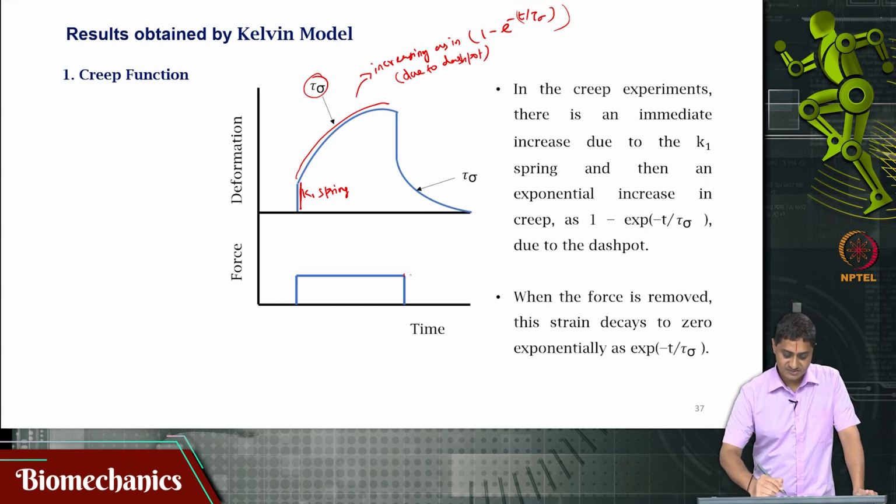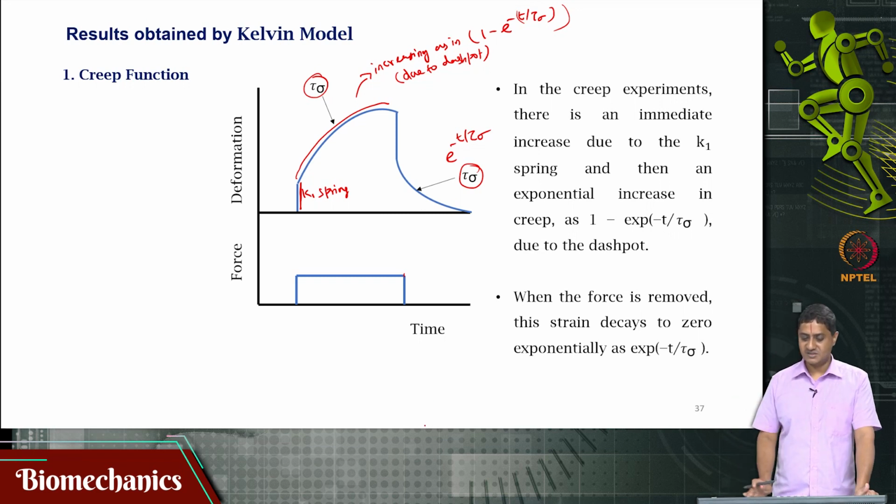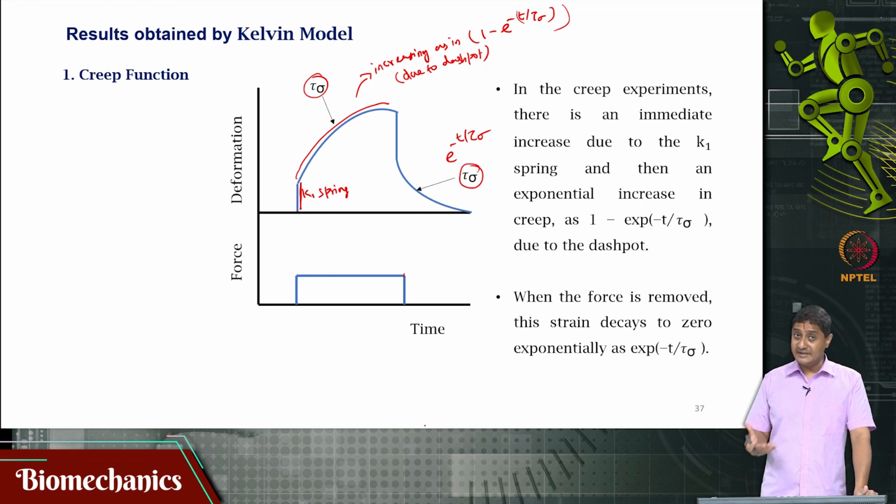And then I am removing this force. When I remove this force, what happens? The strain decays to 0 exponentially, as in e power minus t by tau. Which tau? Again tau sigma. Why is this happening? Because of the dash part again. So, the immediate response is due to the spring, and the exponential response, whether it is an increasing or a decreasing exponential function, is due to the dash part.